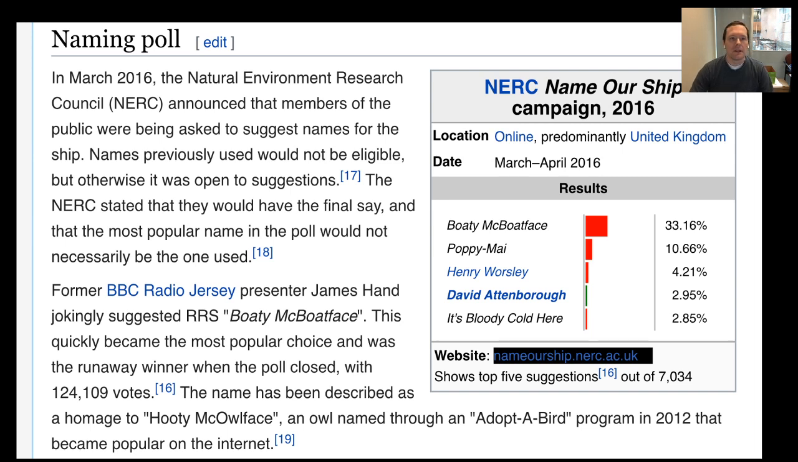And what do we know? So the council who's responsible said that members of the public were being asked to suggest names for the ship. So it wasn't the vote on names that were provided. They were asking for both the suggestion and for the vote on preferences. Now, what's interesting is this National Environment Research Council stated that they'd have final say, and that the most popular name in the poll would not necessarily be the one used.